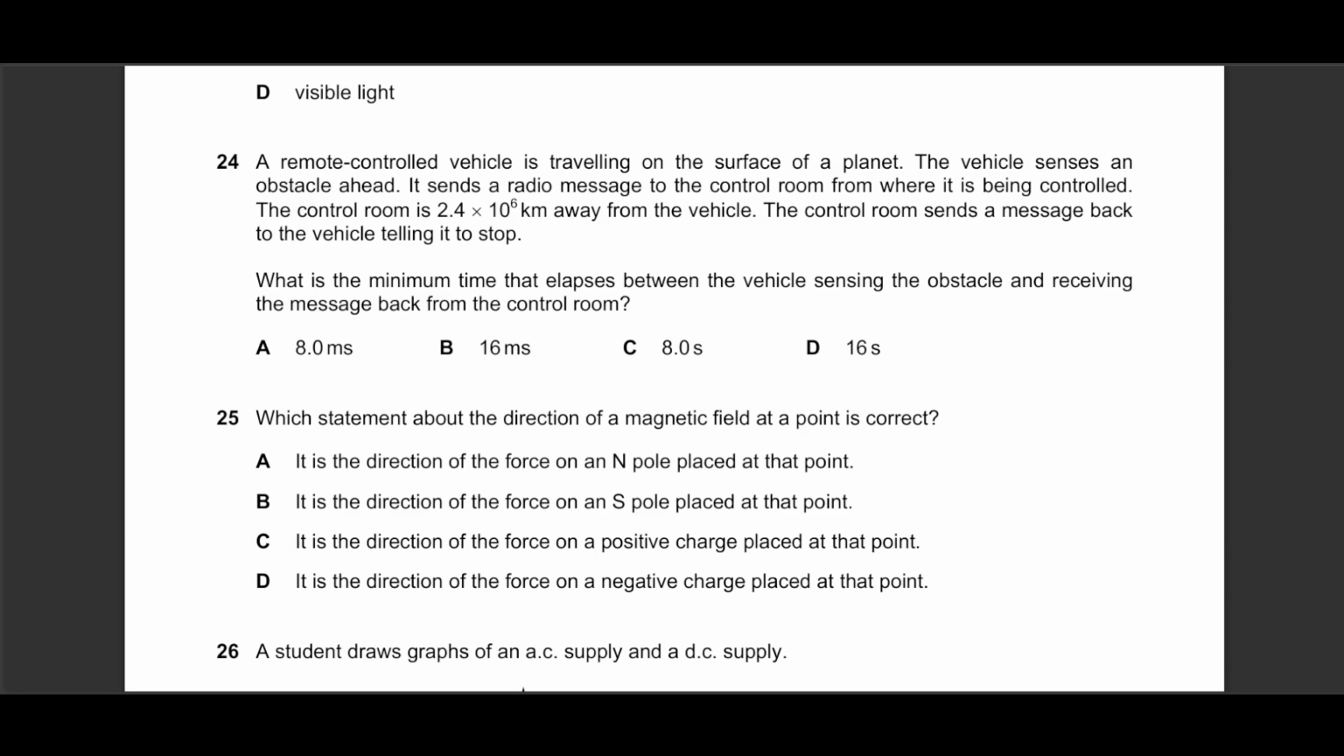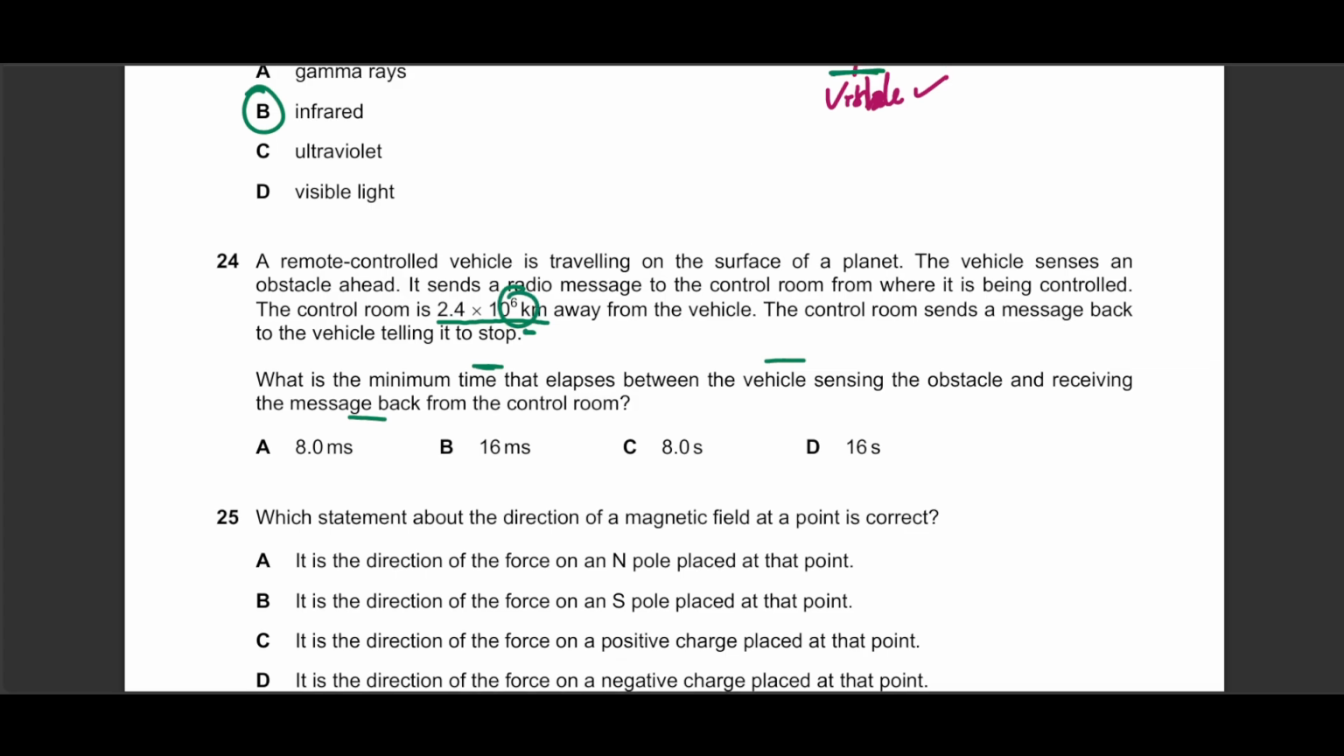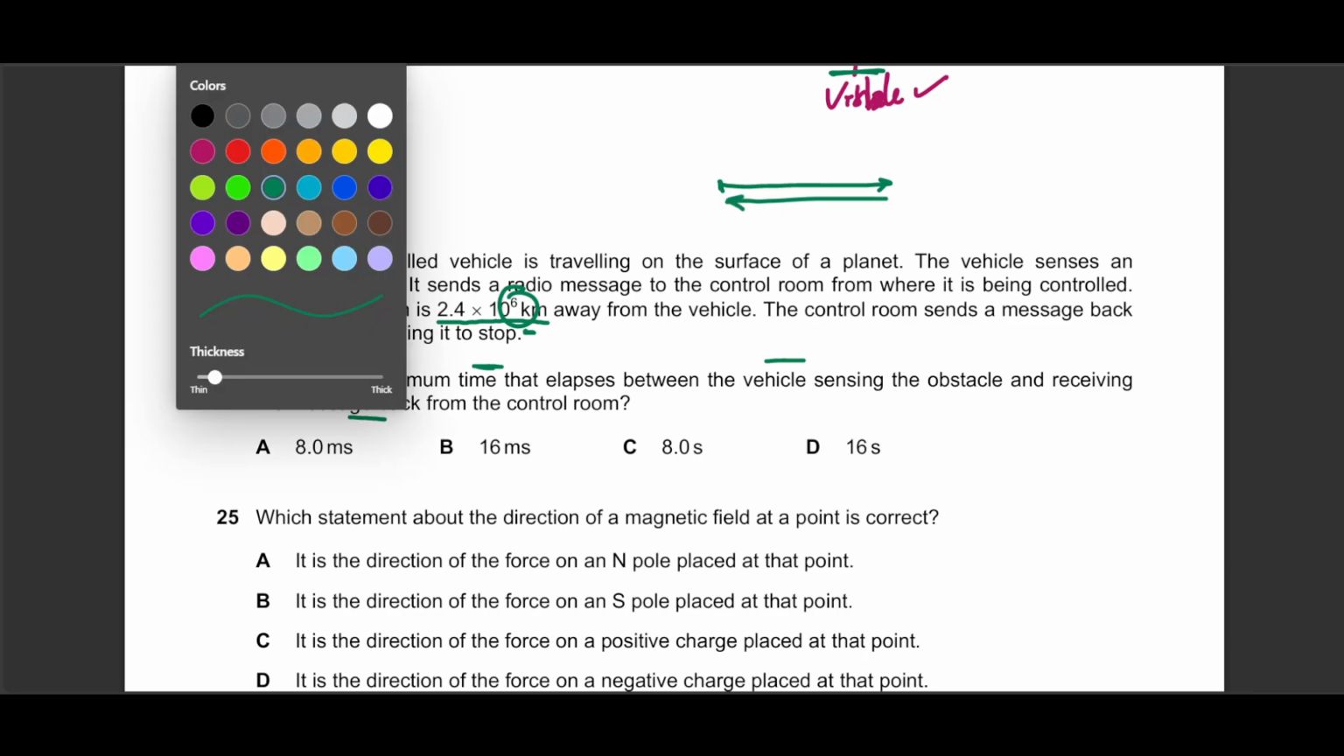Question number 24. He says that the control room is this many kilometers away. And what's the minimum time elapsed between the vehicle sensing the obstacle and receiving the message back? So there are two problems in this question. The first one is that there is a kilo prefix in this question, and that the distance has to be covered twice. Once the signal goes and then the signal bounces back to reach the person who sent the signal.